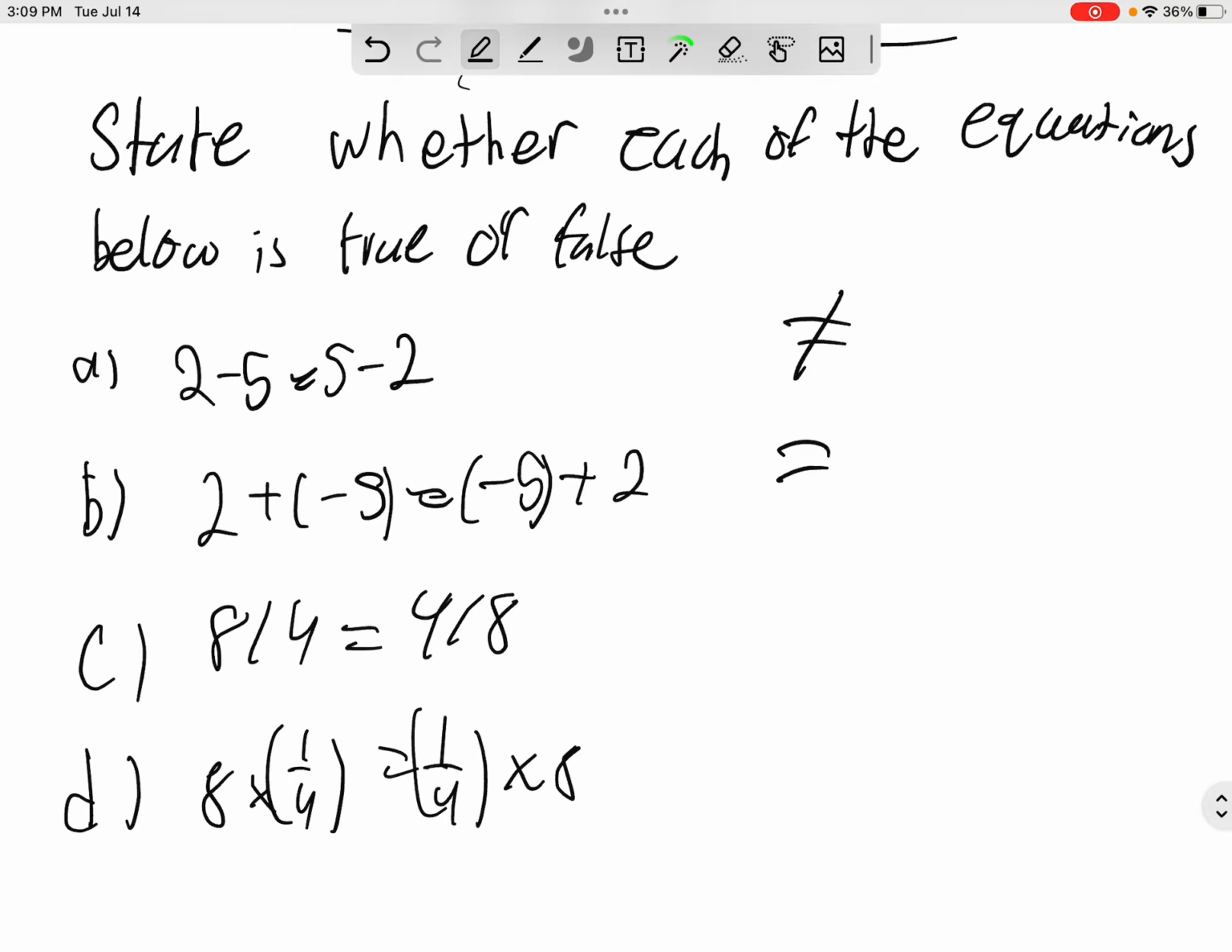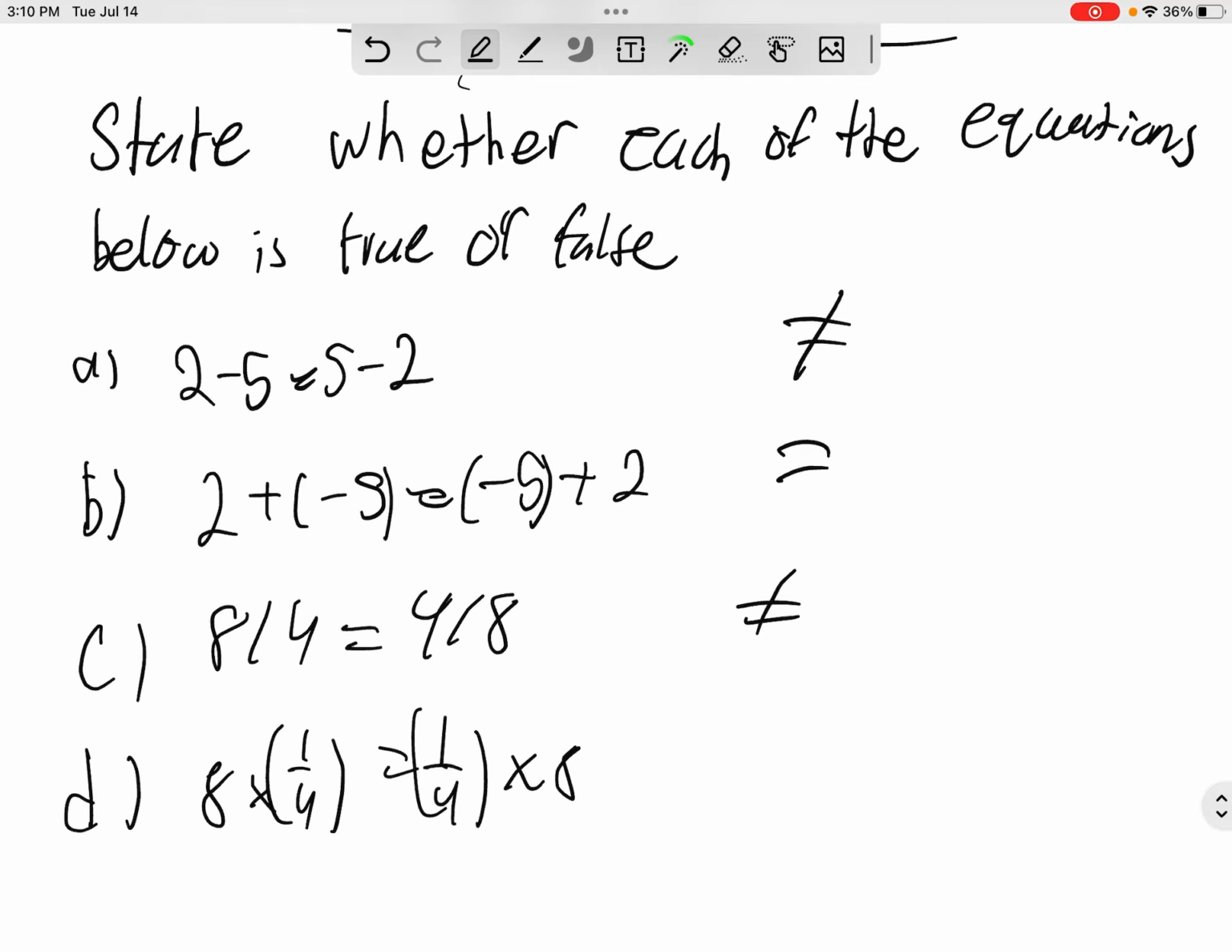So for the next one, 8 divided by 4 equals 2, and 4 divided by 8 equals 1 over 2. The given equation is not true. Just as with subtraction, order matters with division. Again, this is not a surprise, as splitting 8 into 4 equal pieces is very different than splitting 4 into 8 different pieces.